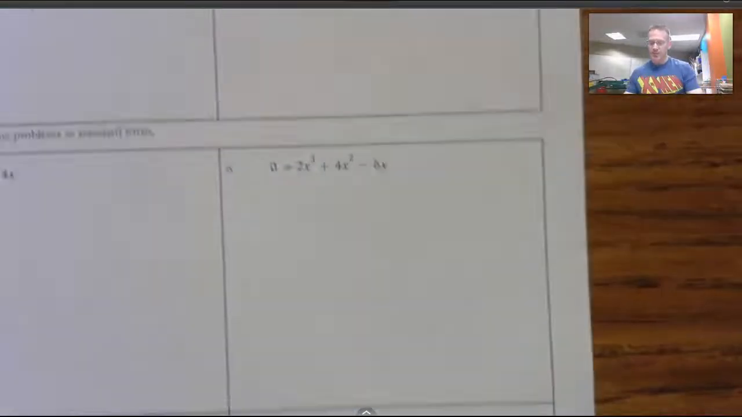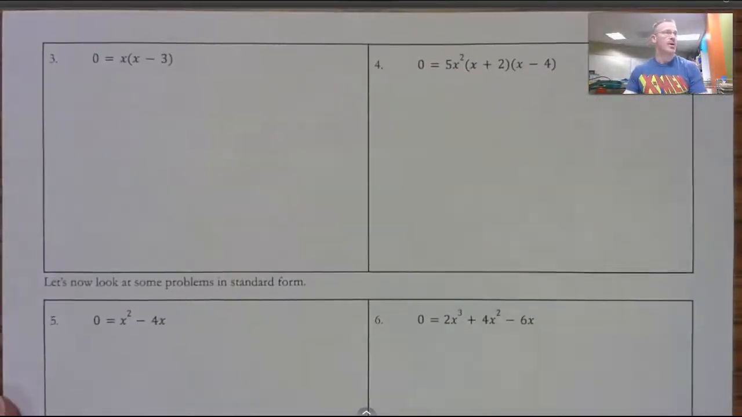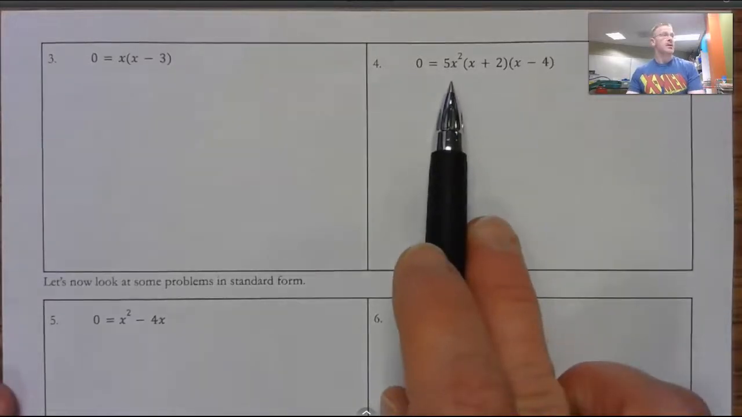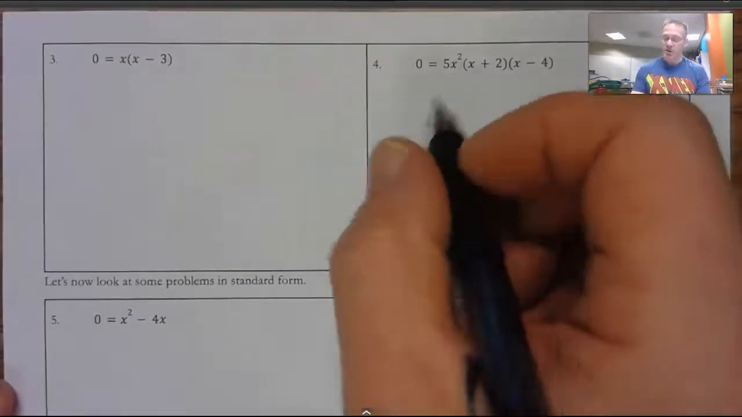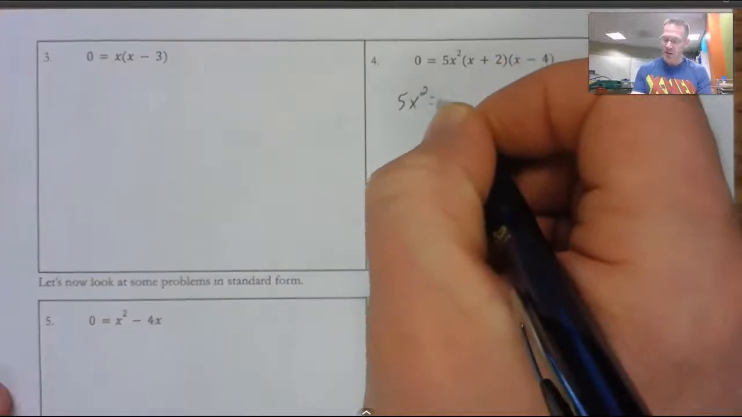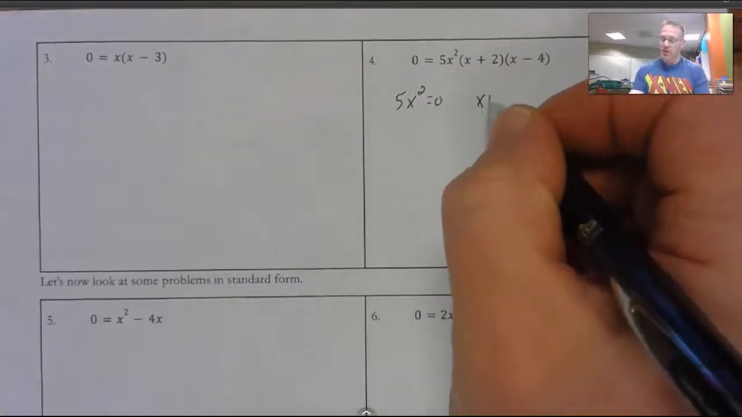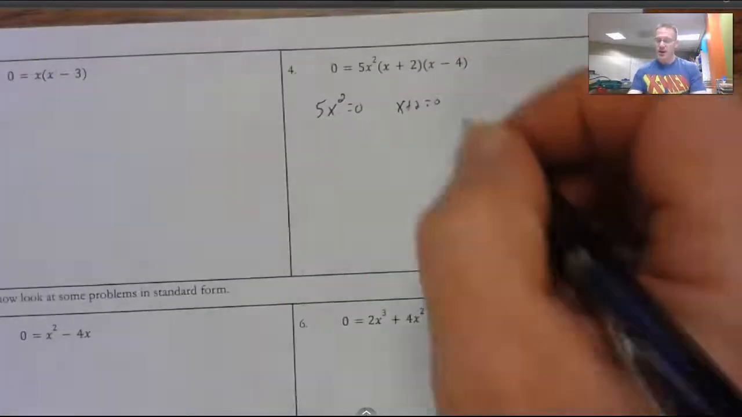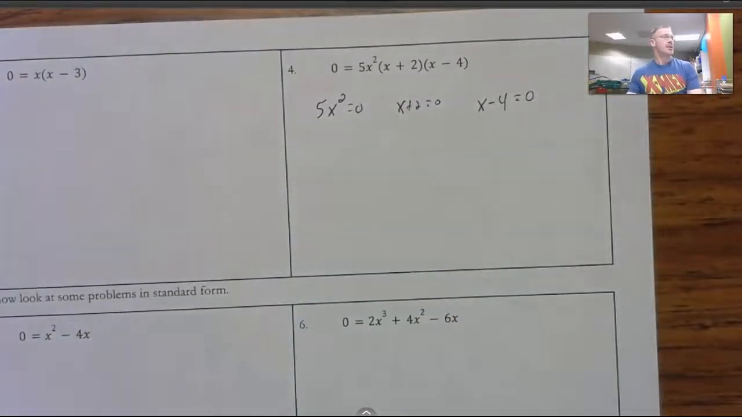All right, let's flip the page and jump to number 4 here. So let's look at this one. Sometimes it might require a little bit more work. So notice here, this is 5x squared equals 0, because that's one term, so that could be 0. x plus 2 could be equal to 0. x minus 4 could be equal to 0. And so now we solve those.